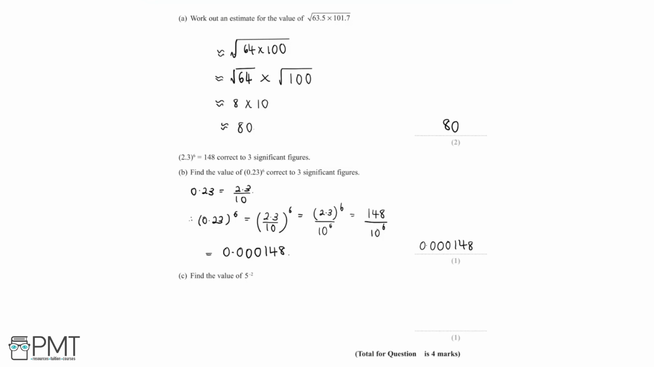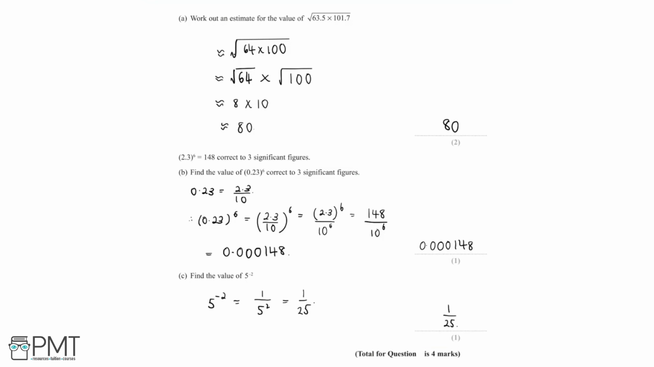Now finally in part C, we need to find the value of 5 to the power of minus 2. We know that when we have a negative power, we need to find the reciprocal. And so 5 to the power of minus 2 is equal to 1 over 5 to the power of 2, which we can now simplify further, because 5 to the power of 2 is equal to 25, so 1 over 5 to the power of 2 would be equal to 1 over 25. And so our answer to part C is 1 over 25.